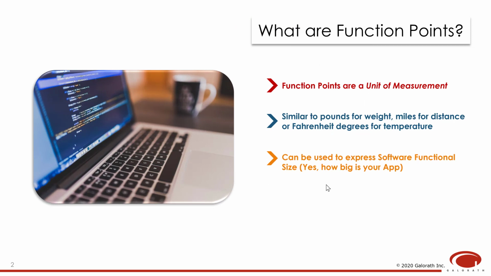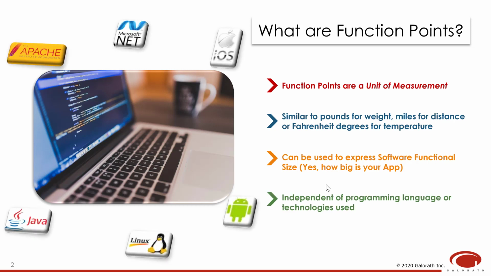In essence, how big an application is in terms of functional user requirements. Function points are also independent of programming languages and technologies used for development. So it doesn't really matter if the code was written in .NET or Java. It is not relevant if your application runs on Android or iOS. Just like pounds don't really care if you're measuring a cat or an elephant or a truck. Function points are going to be completely independent of technologies, platforms, and programming languages used for development.